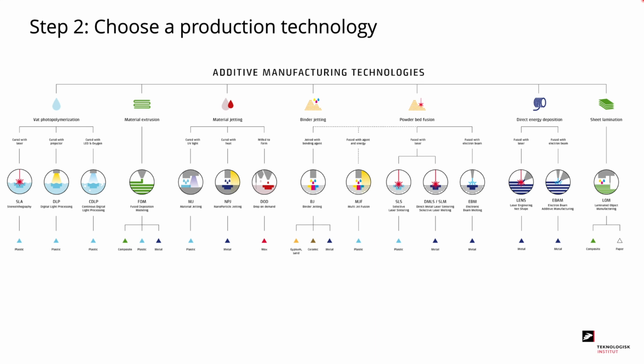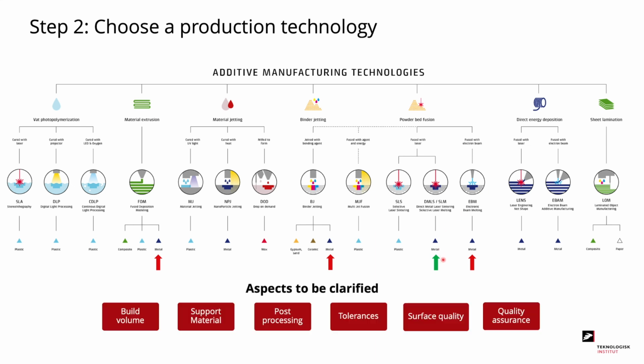This overview is a good place to start, and below you can see the different materials that the technologies are able to print in. I've listed the ones that could be interesting for manufacturing a robot gripper, and the one marked in green is the one I decided on. When looking at the technologies, we need to clarify what the build volume of this technology is, is it sufficient, and do we need support material or not?